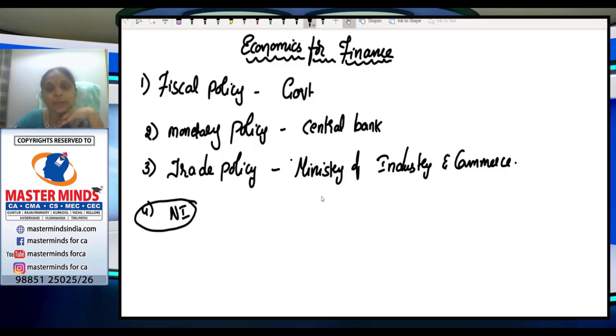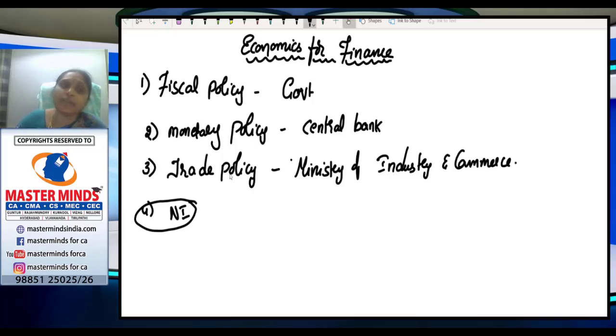And many of you may still have doubts. Let the fiscal policy be dealt with by the government, let the monetary policy be dealt with by the Reserve Bank of India, the central bank of our country, and let the trade policy be dealt with by a minister or ministry of the particular country. It differs from one country to another regarding their titles and all.